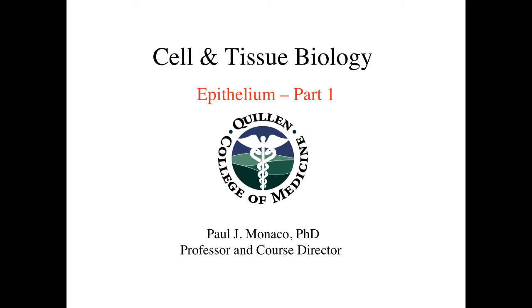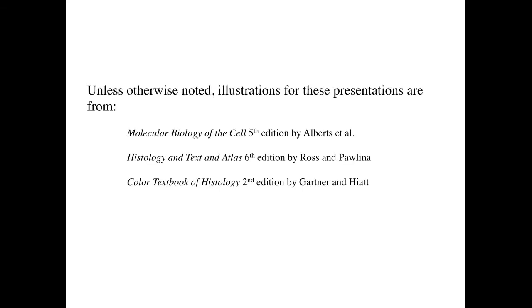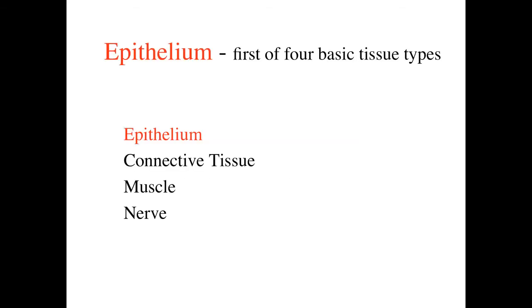This is the first in a series of 3 podcasts on epithelium. Epithelium is the first of the 4 basic tissue types that we're going to study in our course. Obviously there's epithelium, there's connective tissue, there's muscle, and there's nerve. And of course these 4 basic tissue types come together to form all of the organs in the body.